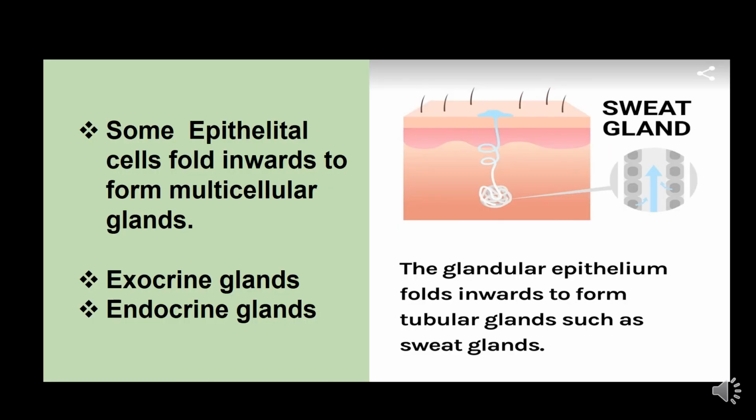Some epithelial cells fold inwards to form multicellular glands, and these are further classified as exocrine glands and endocrine glands. And also glandular epithelium forms tubular glands by folding inwards, and such glands when present in skin are known as sweat glands, which help to release sweat.